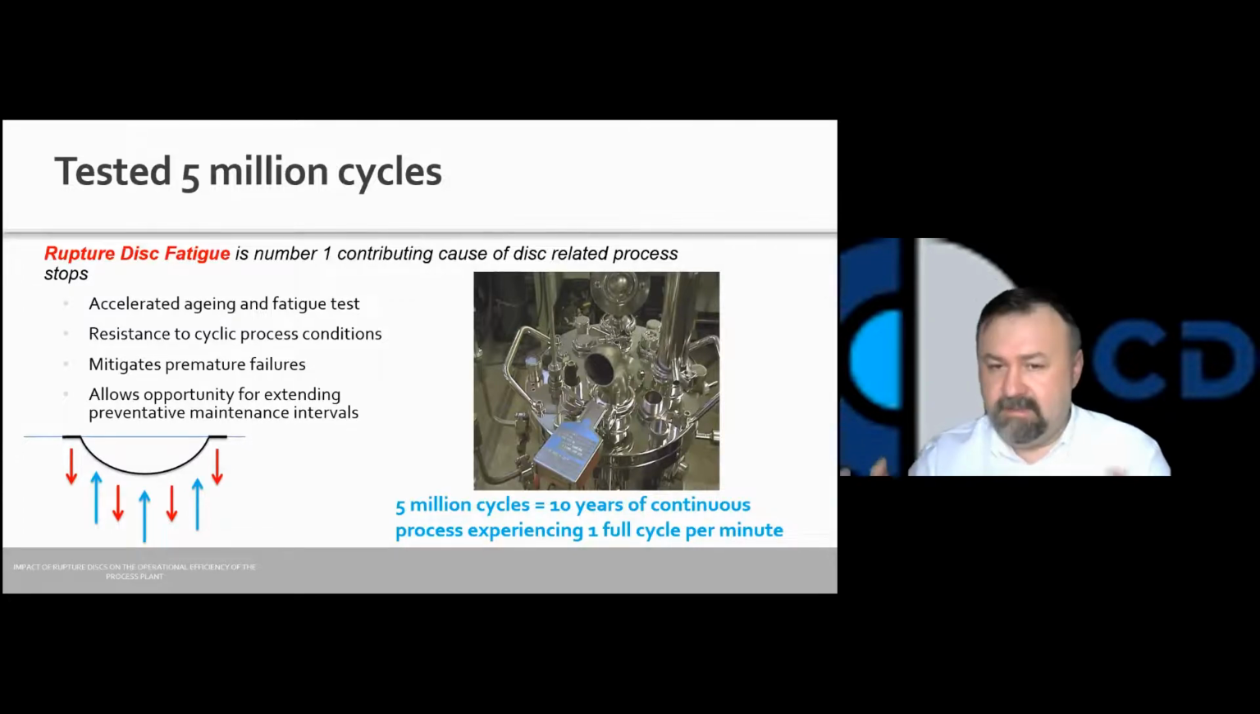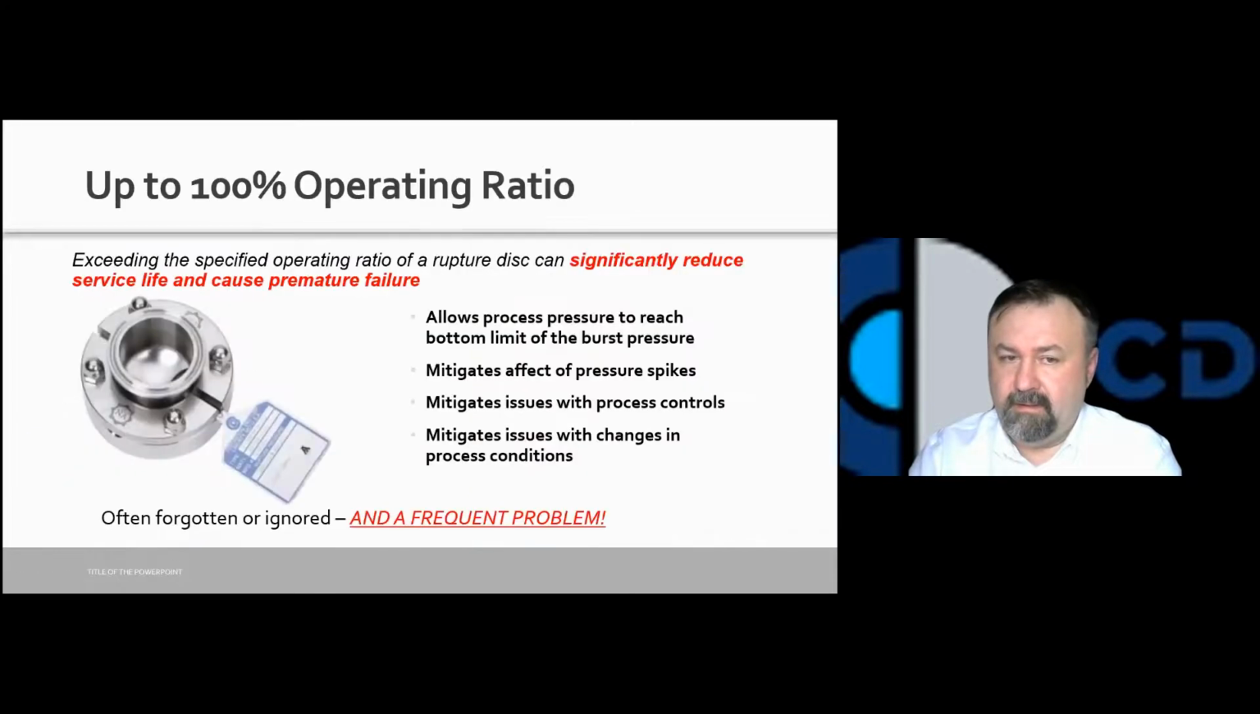So consider this. You now have a disk in a process that, no matter how many cycles you subject it to, can potentially run for years before it needs to be replaced to address premature failures due to fatigue issues. And so, coming back again to our impact, this is primarily on both unscheduled and scheduled stoppages, up to 100% operation ratio.